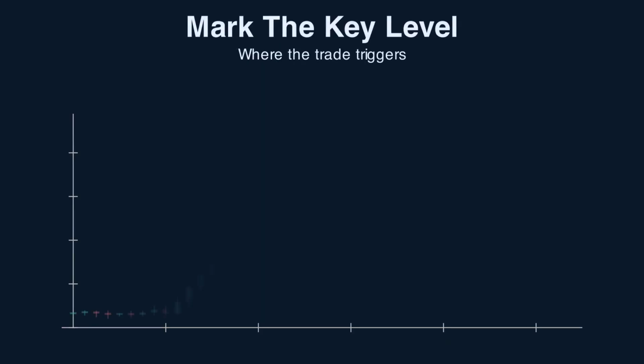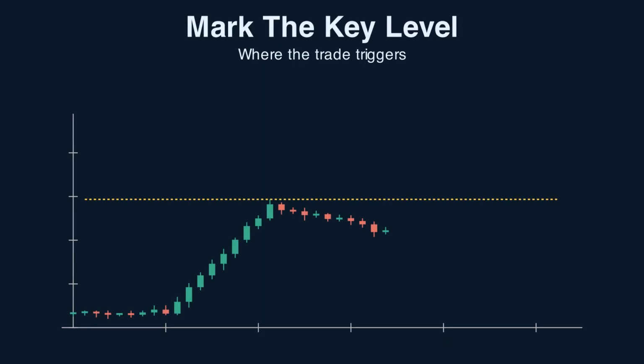The flag hands you a precise, objective level, the upper edge of the consolidation, drawn across its lower highs. This is your line in the sand and your trigger location. Below it, the stock is still resting. A decisive push above it is the market telling you buyers have taken control again. Marking this level in advance removes the guesswork and the emotion from your entry.